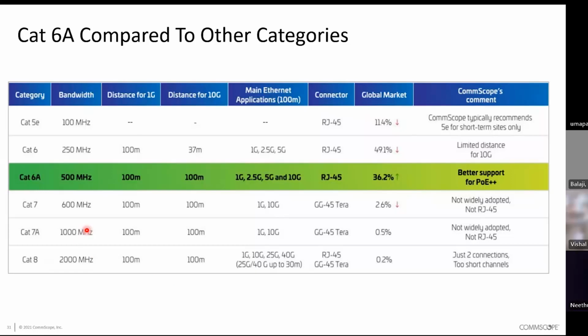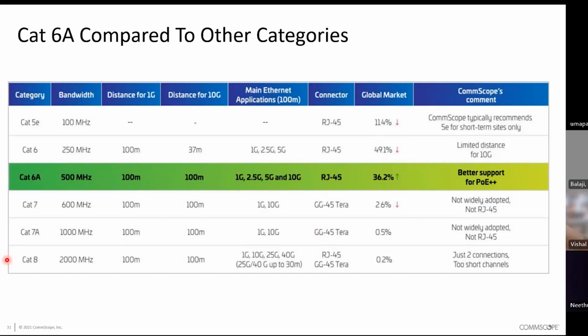So Category 8, Cat 7 and 7A, we are not mostly using them, because they require Terra connectors. It is not the RJ45, it is a Terra connector. It's a totally different connector now. It's not ratified, whereas in the European market they use Category 7 and 7A.